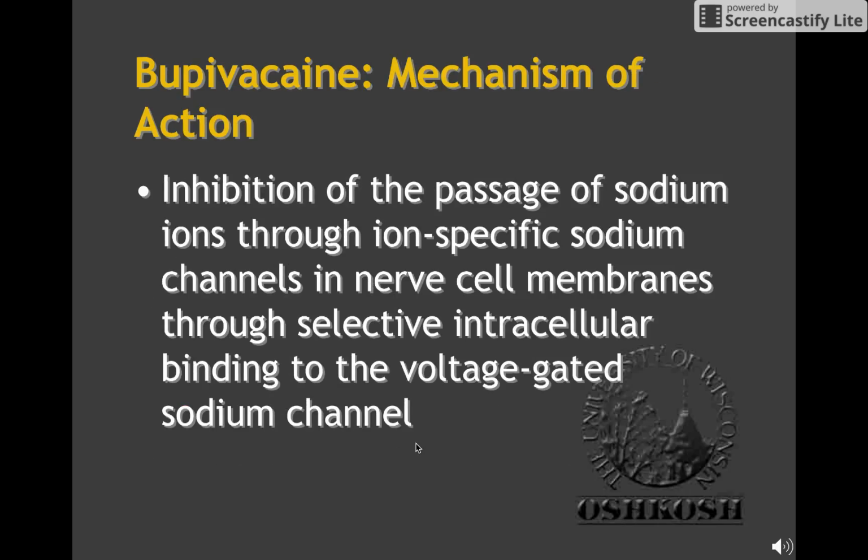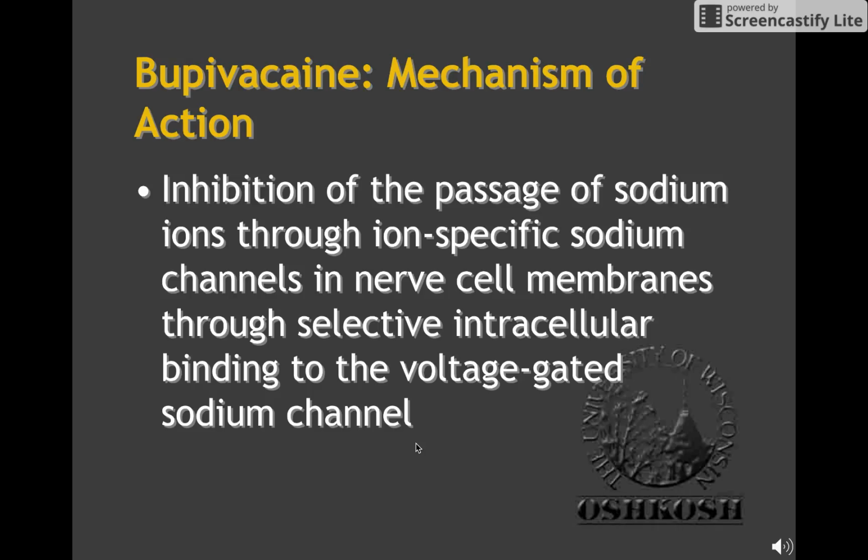Bupivacaine exerts its action through effects at the sodium channels and nerve cell membranes. Bupivacaine is classified as a weak base that exhibits acidic behavior in solution. Following injection into a physiologic environment that's a bit more basic, it loses its charge and has a greater ability to cross the lipid bilayer of nerve cell membranes.